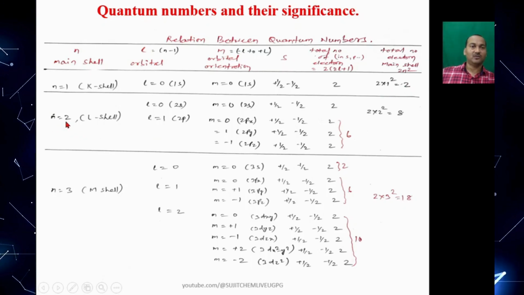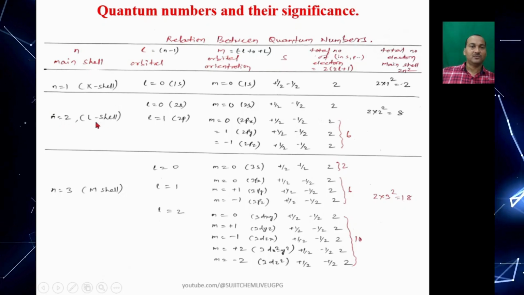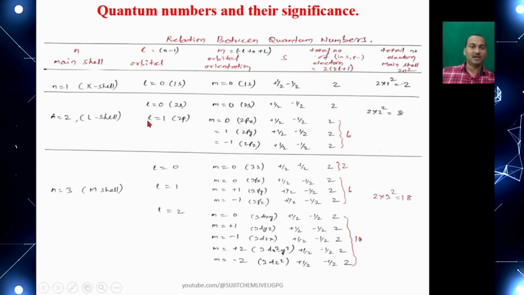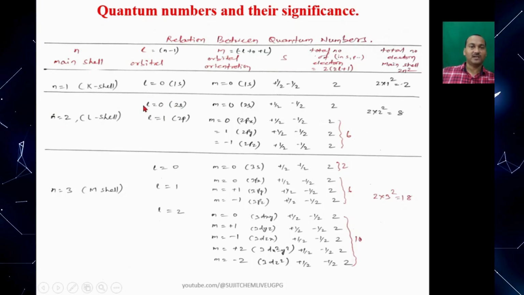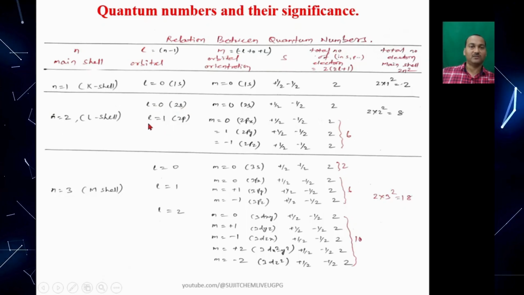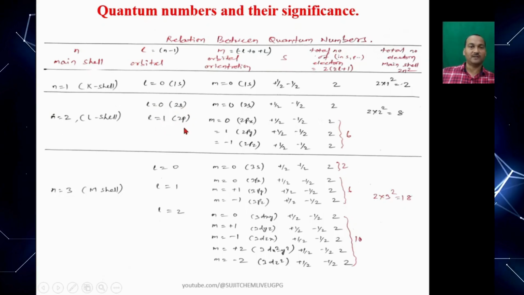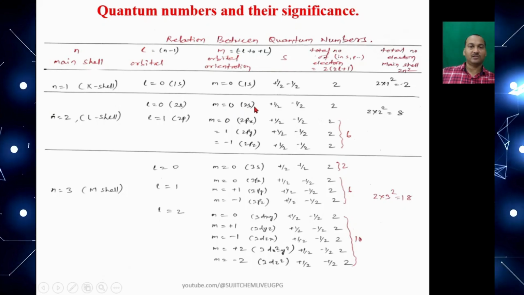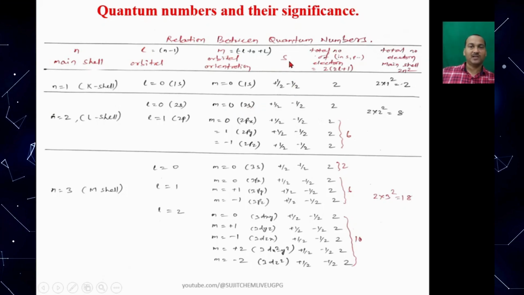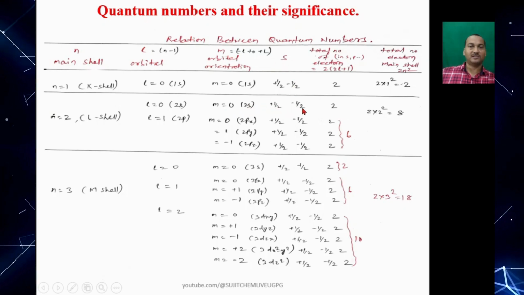So when n equal to 2, that is L shell, the L value can be 0 and 1. When L equal to 0, that is 2s orbital. When L equal to 1, that is 2p orbital. And when M equal to 0, that is 2s orbital. And the spin quantum number can have plus half and minus half values.